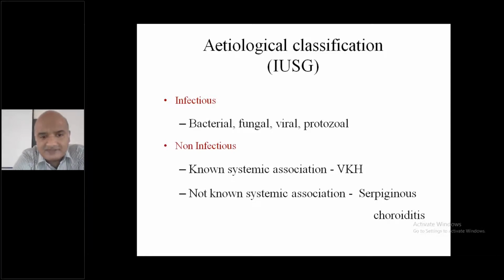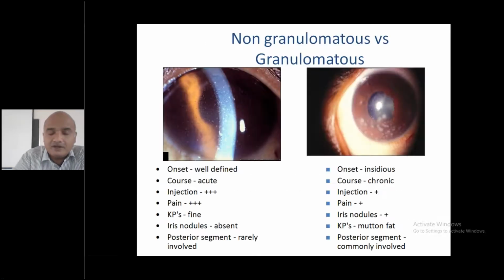Then coming to infectious, as we have already discussed, based on etiology, it could be bacterial, fungal, viral, or protozoal. If it is non-infectious, then it could be systemic associations like VKH or serpiginous choroiditis, where there is a systemic association, but it is non-infective. Now coming to type of inflammation, we have two types of uveitis, granulomatous or non-granulomatous uveitis.